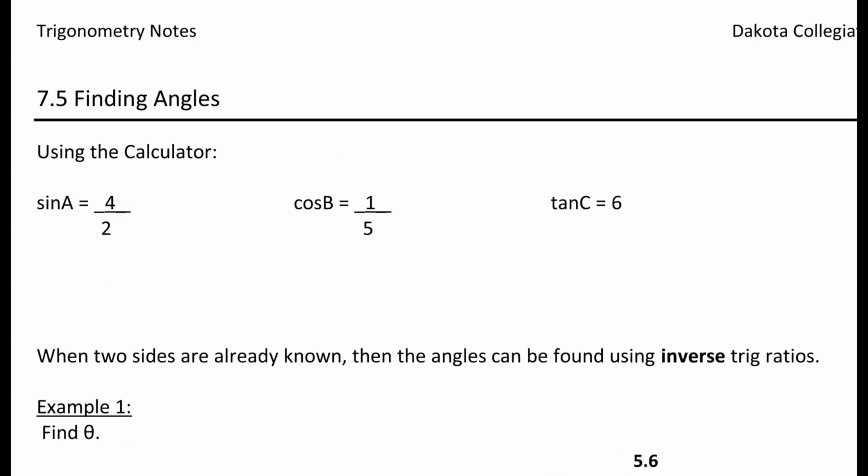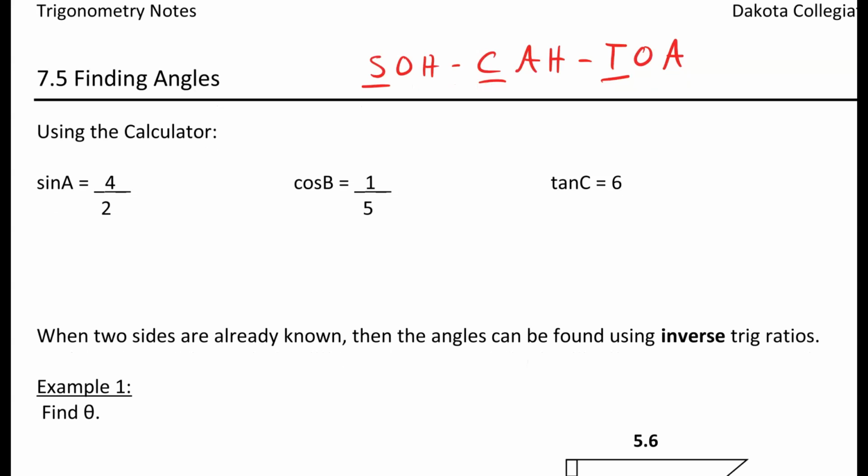So remember, sine is opposite and hypotenuse. Then cos is adjacent and hypotenuse. And then tan is opposite and adjacent. SOHCAHTOA is an easy way to help you remember what is sine, what is cos, and what is tan. So hopefully that'll help you through this lesson here as we put everything that we've learned together.